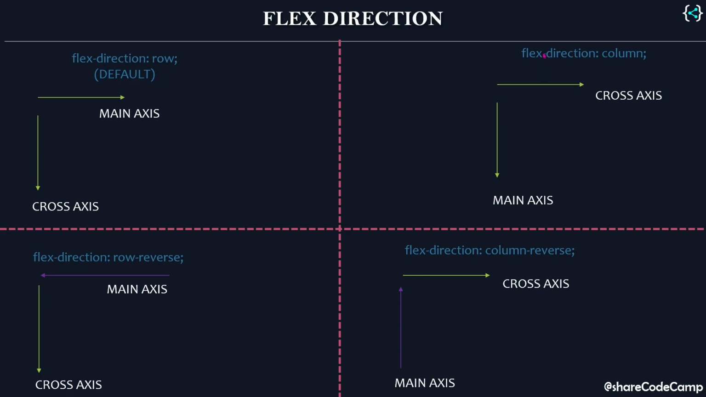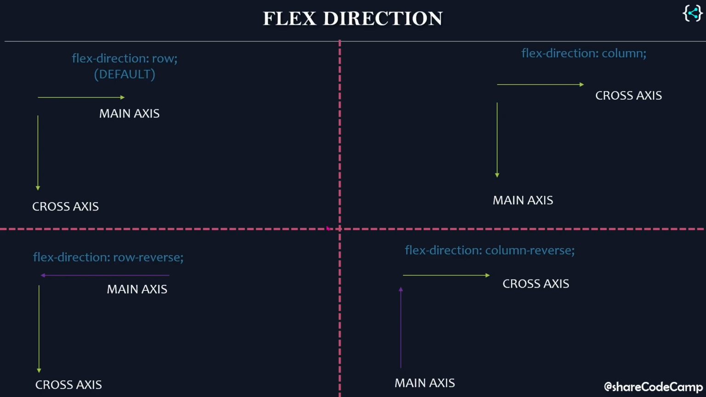So let's assume we use flex direction column. What this means is the main axis is going to be from top to bottom. Remember, flex items are going to follow the main axis. And the cross axis is from left to right. Notice that they are swapped. This is why it's really important to understand what's going to happen with this. And this diagram shows you everything.